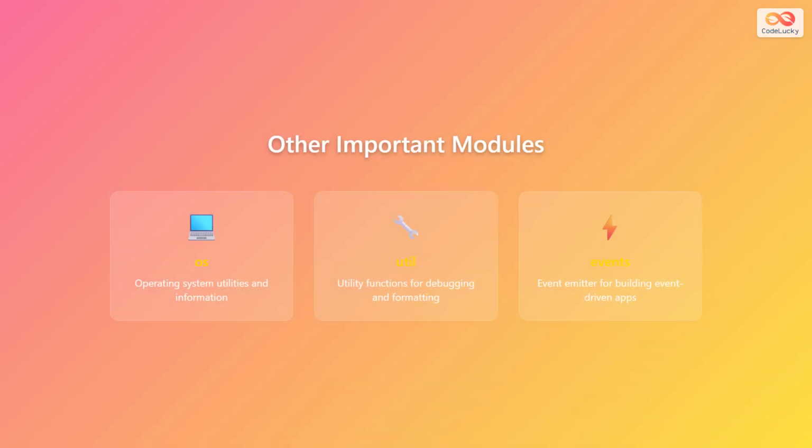There are some other important modules in Node.js. The first one is the operating system, or OS module, which provides operating system utilities and information. The second one is the util module, which includes utility functions for debugging and formatting. The third one is the events module, which is an event emitter for building event-driven apps.